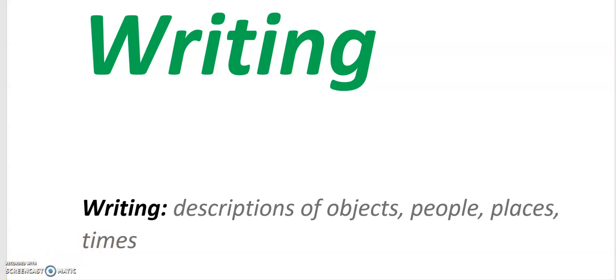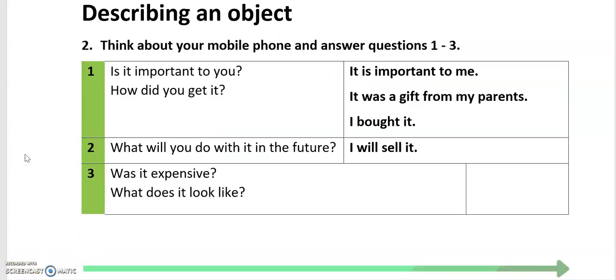And let's begin. So on the next page, we're thinking about your mobile phone and answering the questions in parts 1 to 3. In part 1, is it important to you? Most people say yes, my smartphone is important to me. How did you get it? Many people said it was a gift from my parents, or I bought it. What will you do with it in the future? Some people said that they would sell it. Other people said they would give it to their younger brother and sister.